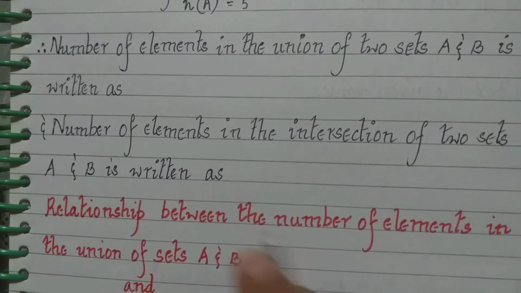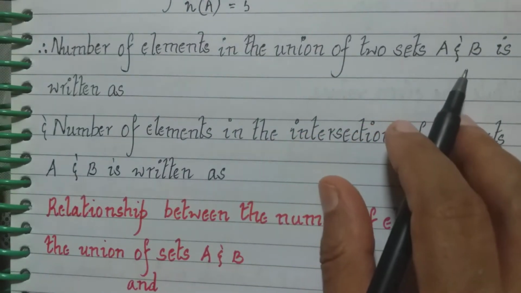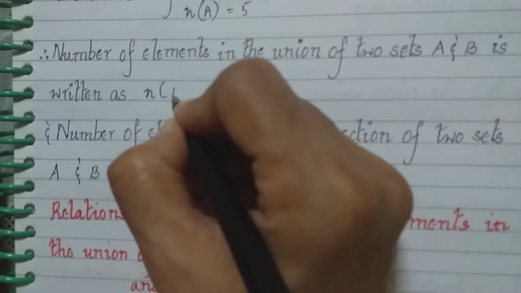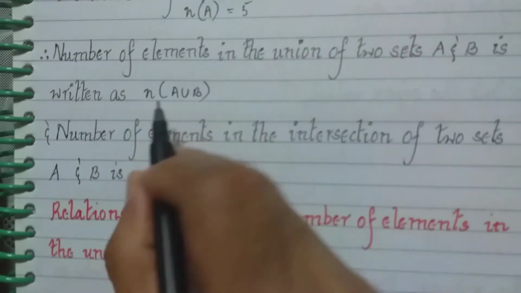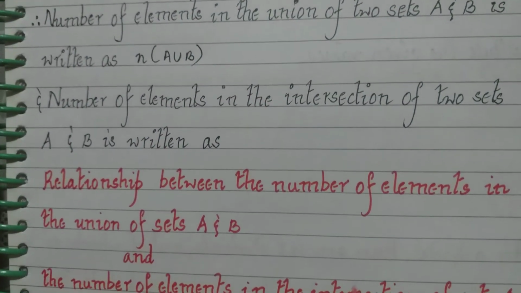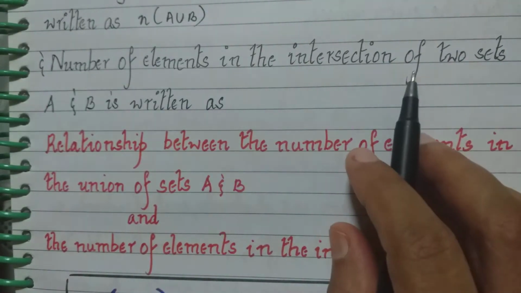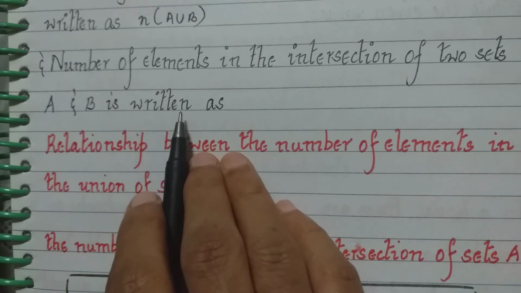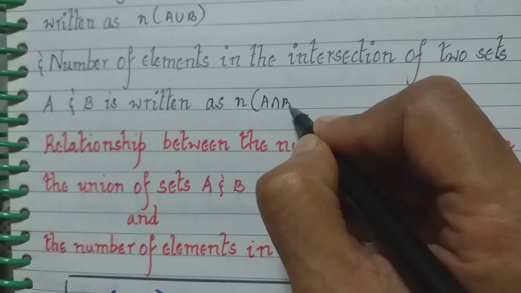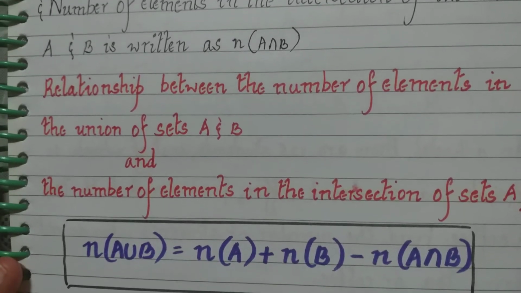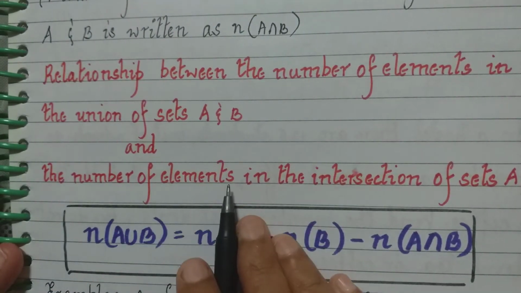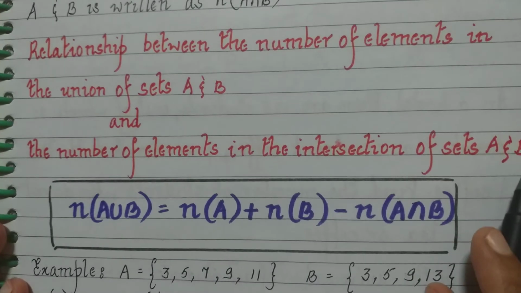Now when we want to write the number of elements in the union of two sets A and B, it is written as n of A union B, which represents the number of elements in this set A union B. Similarly, the number of elements in the intersection of two sets A and B is written as n of A intersection B. Now let us see what is the relationship between the number of elements in the union and the intersection of sets A and B.